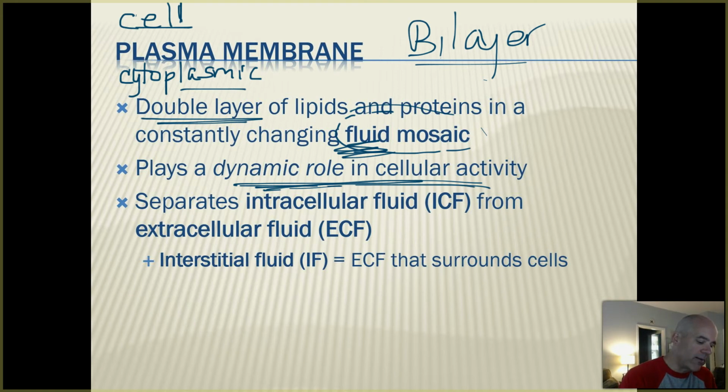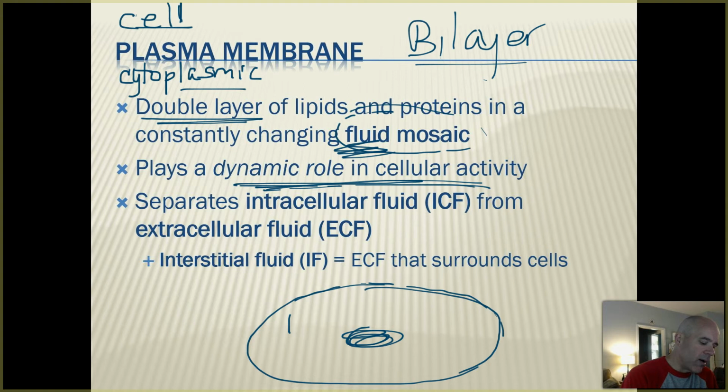Plasma membrane separates intracellular fluid from extracellular fluid, or ECF. So if this is a cell, of course you have fluids, watery-based fluids inside the cell. Those are referred to as intracellular fluid, or ICF. And then out here, fluids outside the cell are called extracellular fluids. So that prefix extra can mean outside, like the word extraordinary, outside of the ordinary. So that's how that prefix is being used here as well.